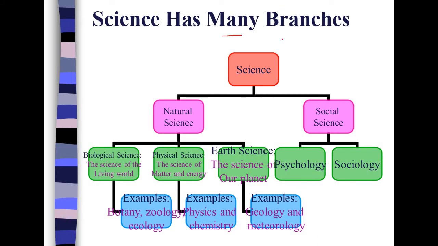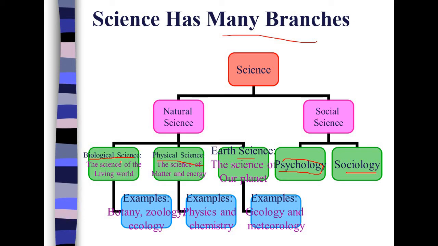Science has many branches. First, natural science and social science. Natural science is branched into biological science, physical science, and earth science, while social science is branched into psychology and sociology. So we have two branches, natural science and social science.